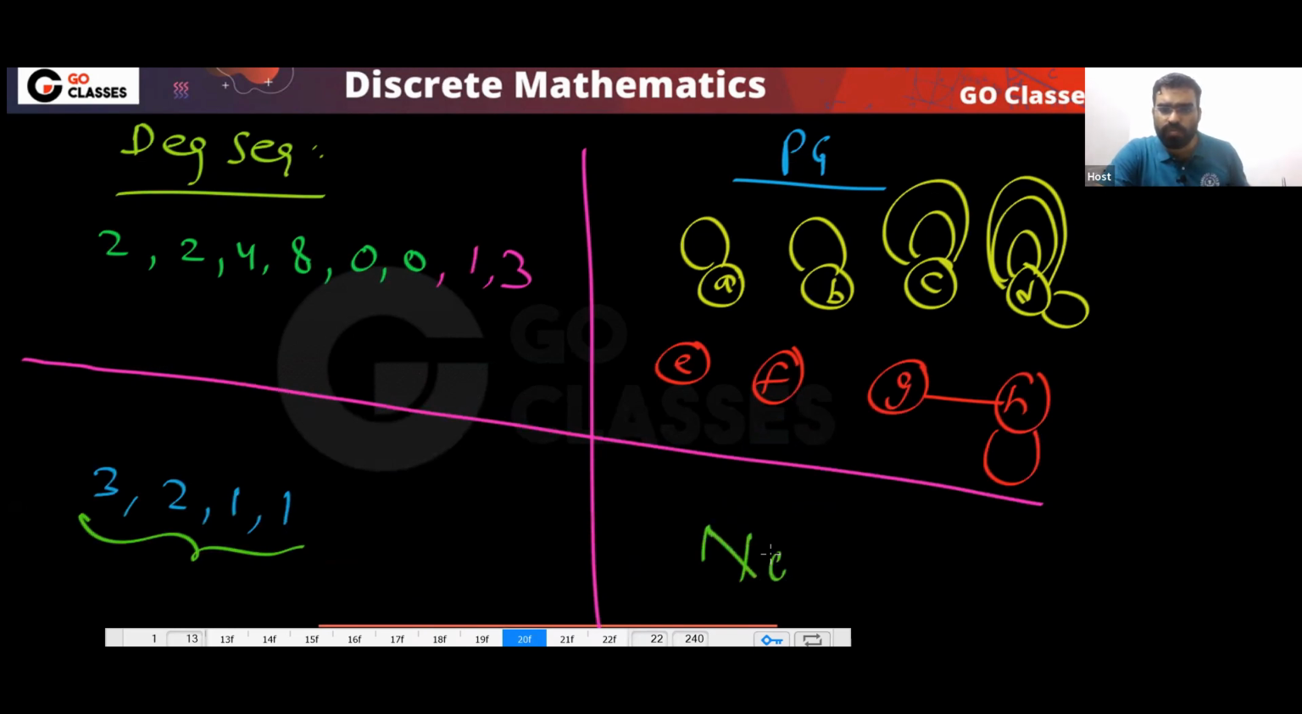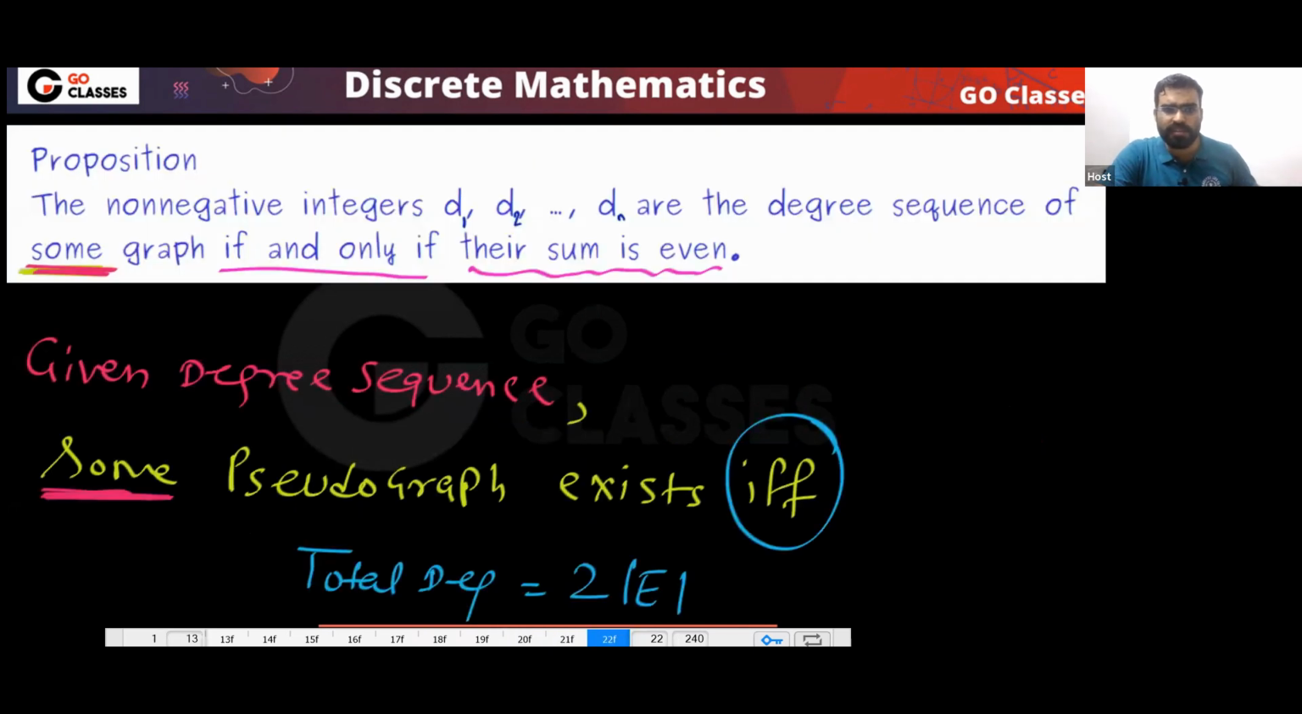The answer is no. There is no pseudograph for this degree sequence because the number of odd degree vertices is odd. So there is no pseudograph. This is clear. This is the graph realization condition for pseudograph.